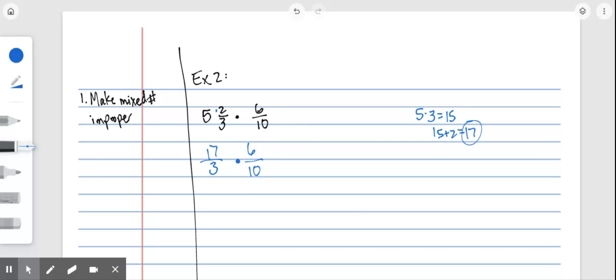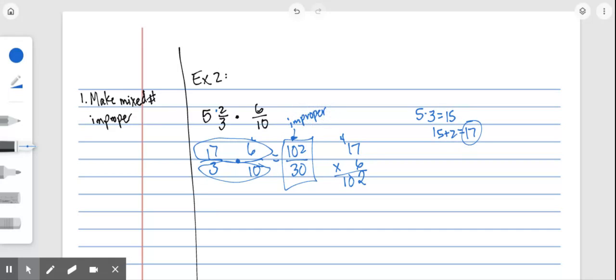Okay. All right, so then I'm going to do 17 times 6, which I don't know off the top of my head. So I'm going to do some scratch work over on the right-hand side. 17 times 6. 6 times 7 is 42, so I carry the 4. 6 times 1 is 6, plus 4 is 10. So I've got 102. So this is going to equal 102 over, and 3 times 10 is 30. So 102 over 30. This is my answer. That is what 5 2/3 times 6/10 equals. However, you're going to notice that this number on top is way bigger than the denominator, which means that this is an improper fraction.